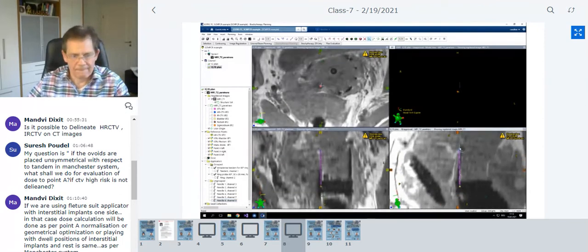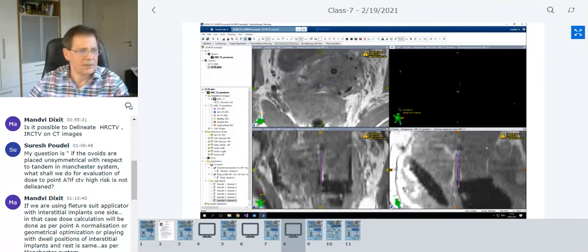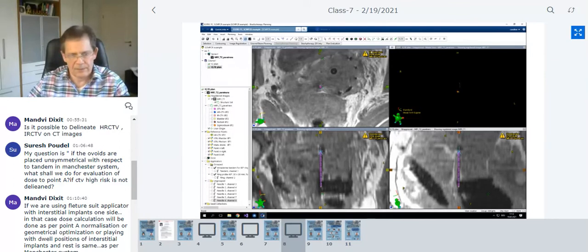So you see already it's not too difficult to do that. It's another question, of course, for the doctor to get the experience to place the needles. But from a planning perspective, it's not too difficult to do that. Okay, so we have all needles defined.